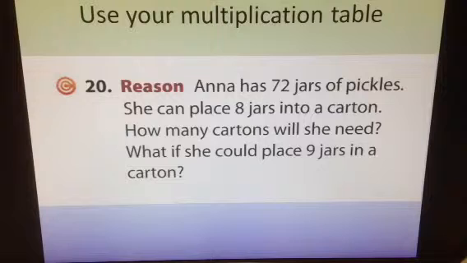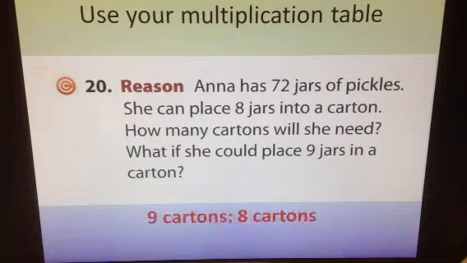Now that's only one part of this question. The other part says, what if she could place 9 jars in a carton? Well, same thing. Find the 9 at the top of the multiplication chart, go all the way down to get to 72, and then go left until you get to the shaded bar on the left. Now you know 72 divided by 9 equals 8. 2 parts to the answer, 9 cartons and 8 cartons. And we show that those are 2 different answers with a little semicolon or a comma in between the answers.